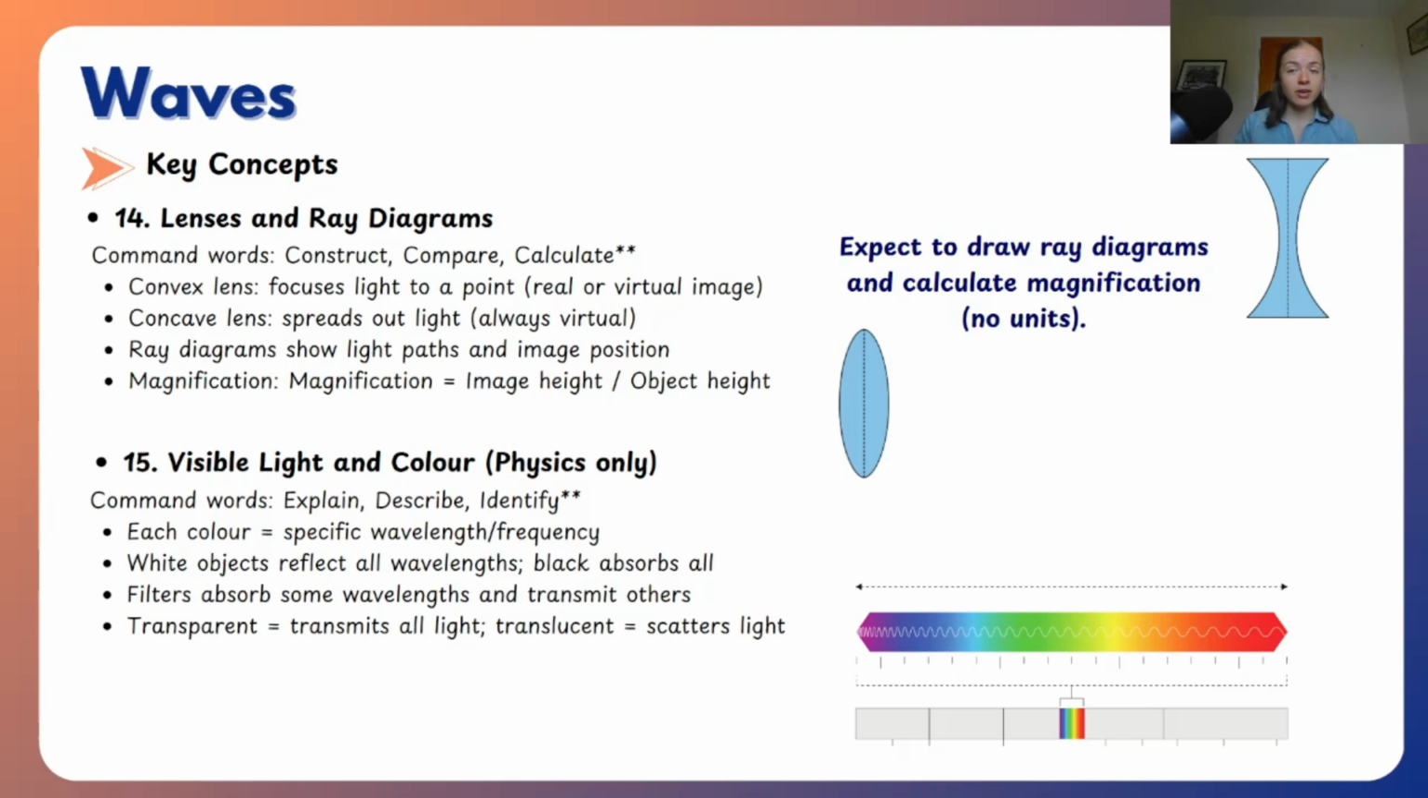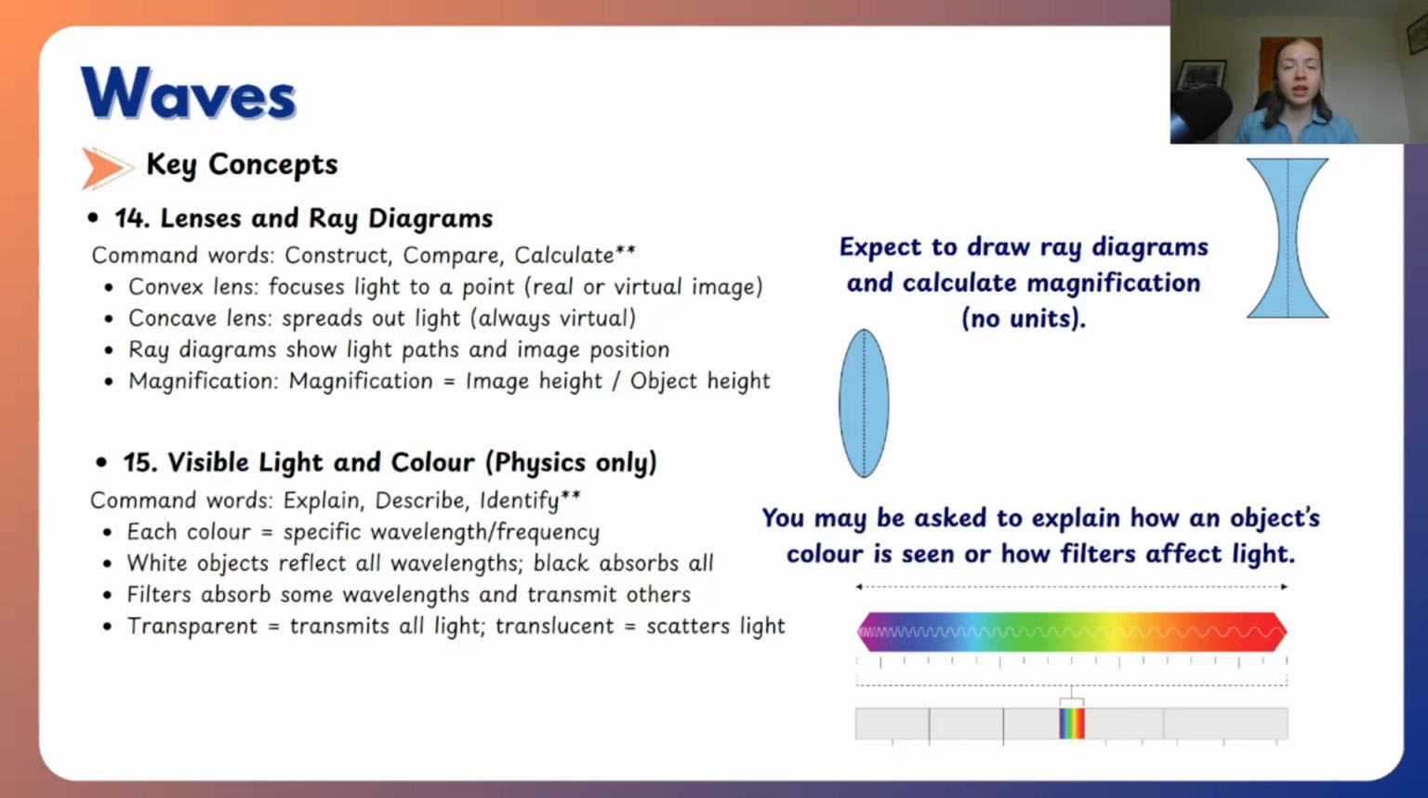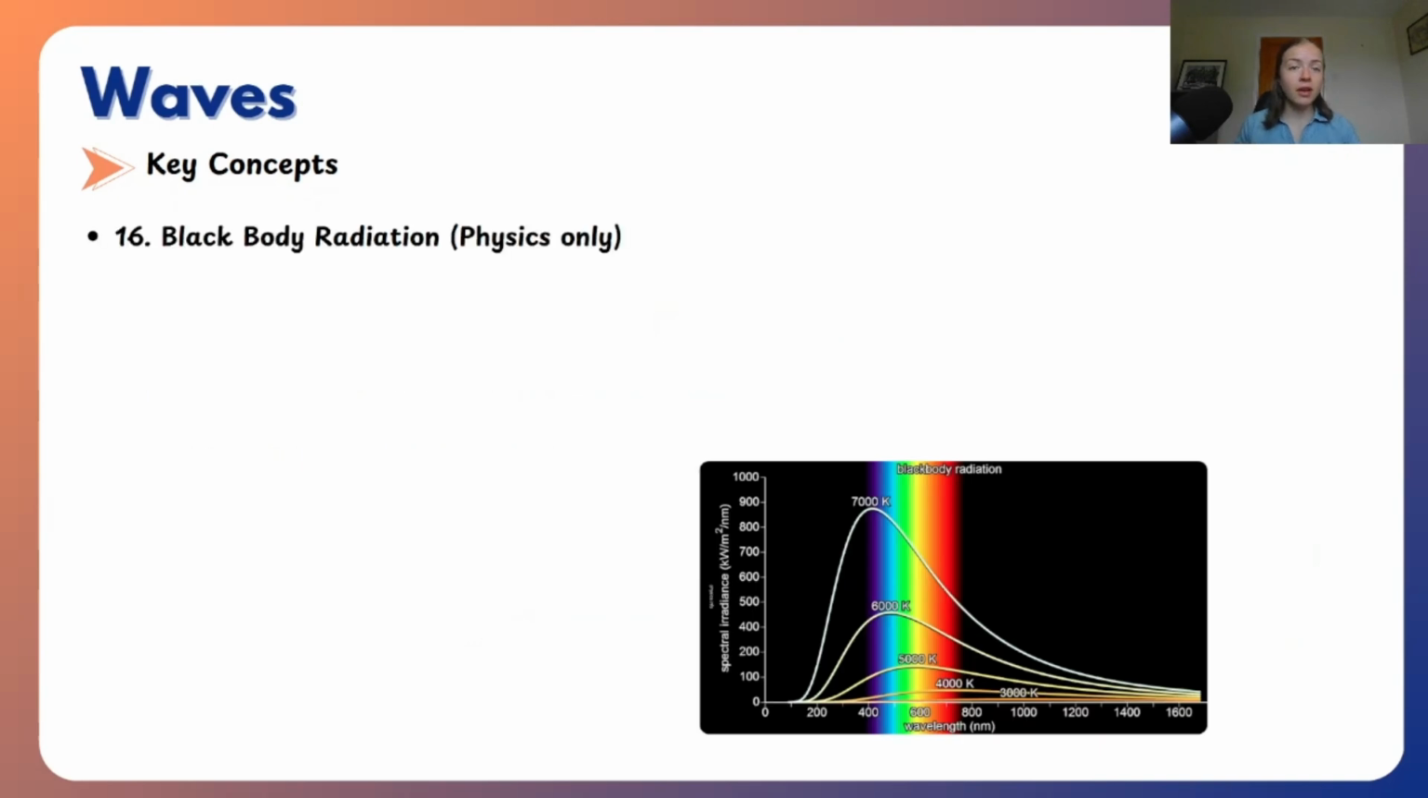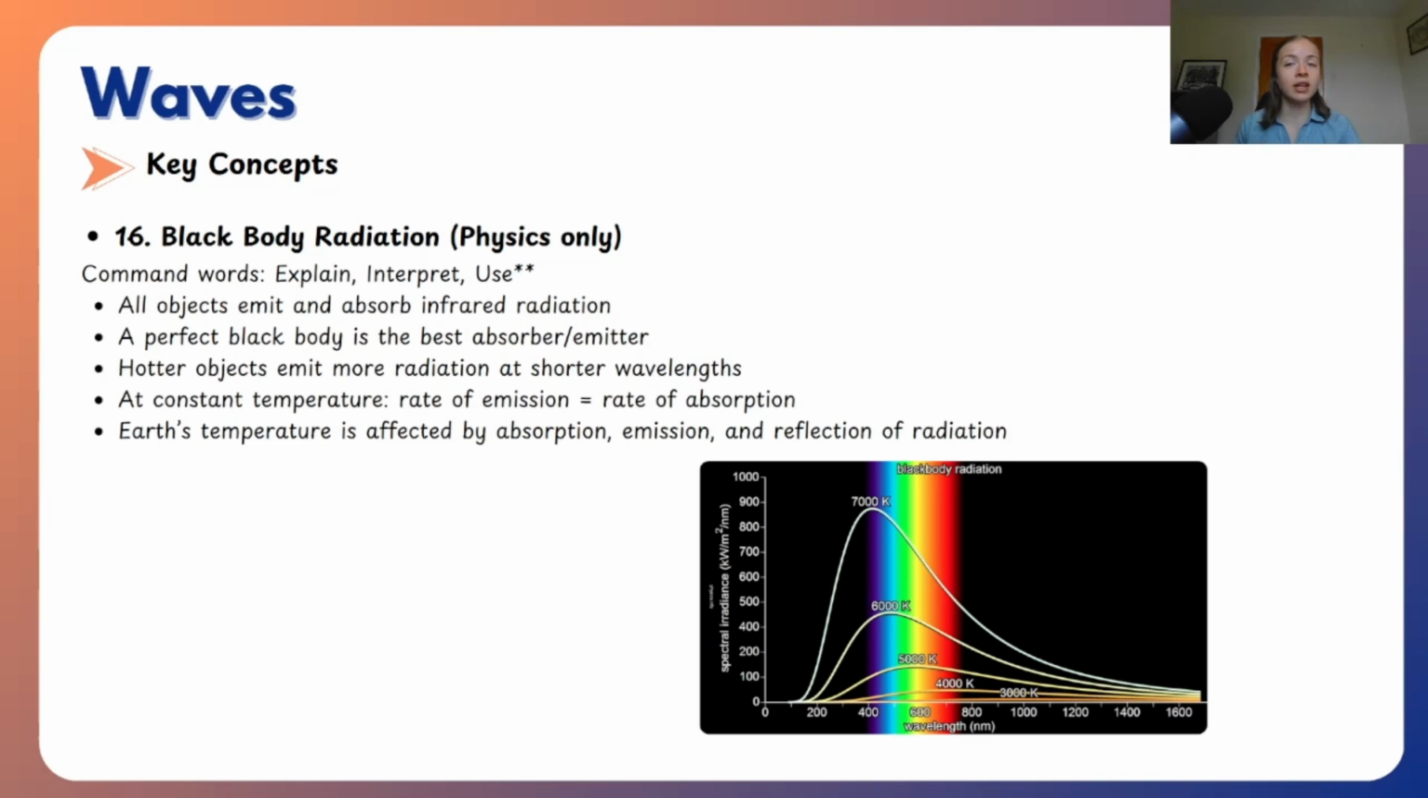If something is transparent, it transmits all the light, and if it's translucent, it scatters some of the light. So you might need to be able to explain how an object's colour is seen and how filters affect light. And then the final concept for P6 for physics only students is black body radiation. You need to be able to describe, explain and interpret different contexts to explain that all objects emit and absorb infrared radiation, and a perfect black body is described as being the best absorber or emitter of radiation.